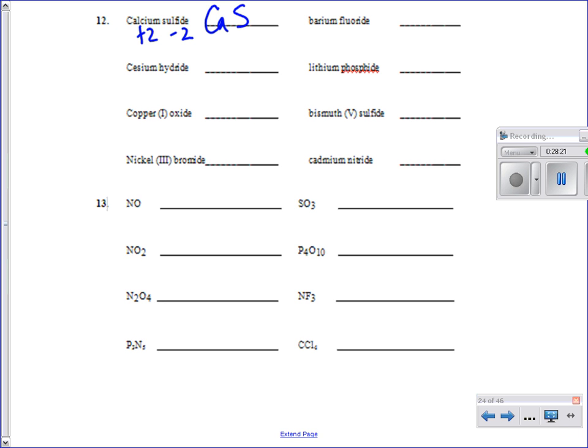All right, I'm going to go across just so I can get off the stool faster. Barium fluoride. Barium is +2, fluoride's -1. What's the formula? BaF2.